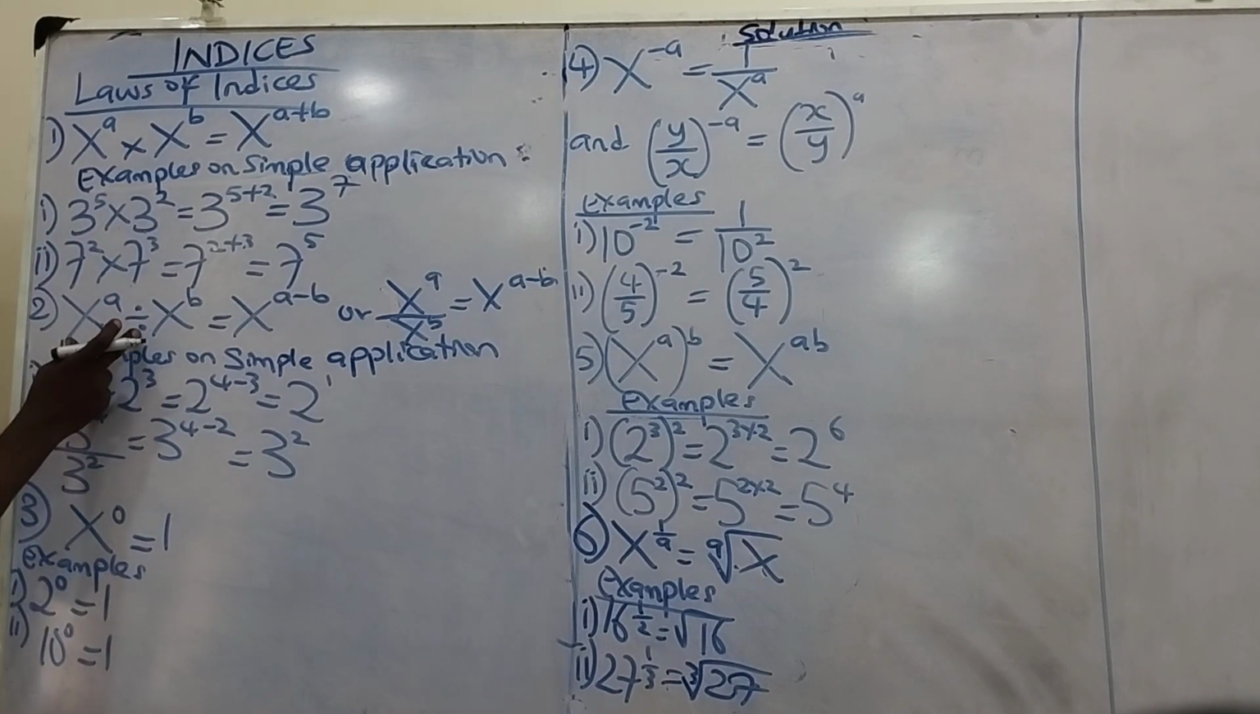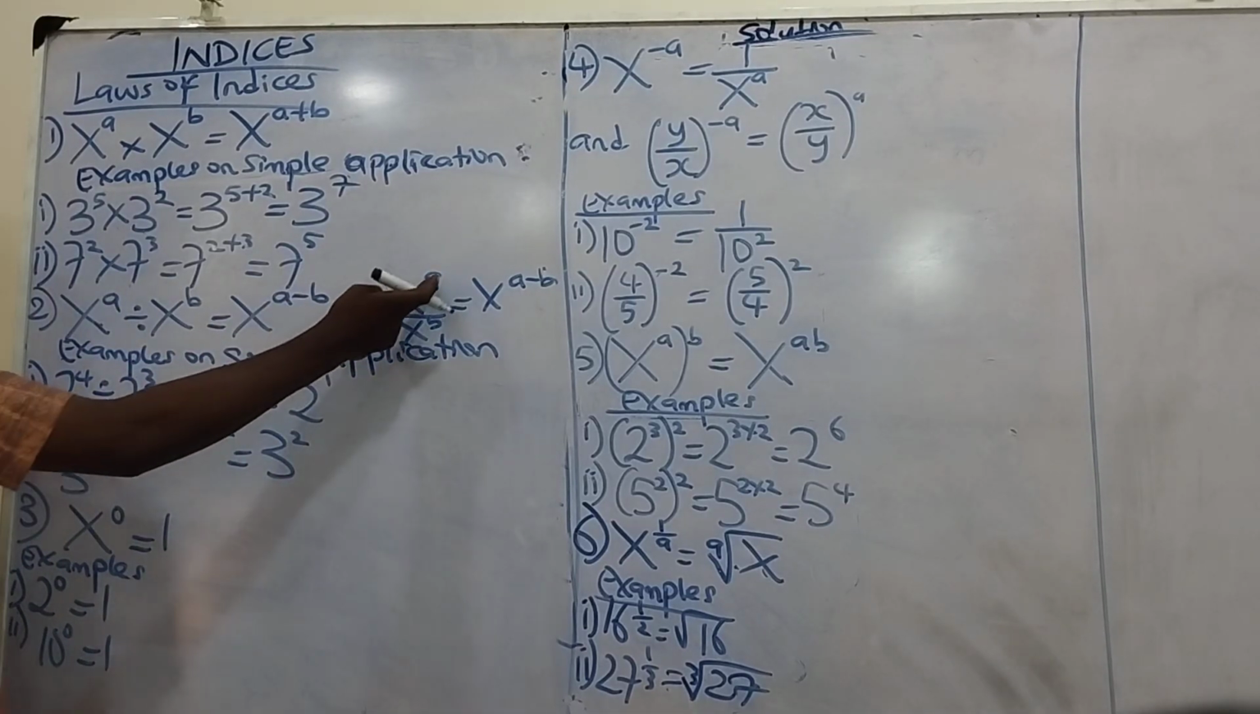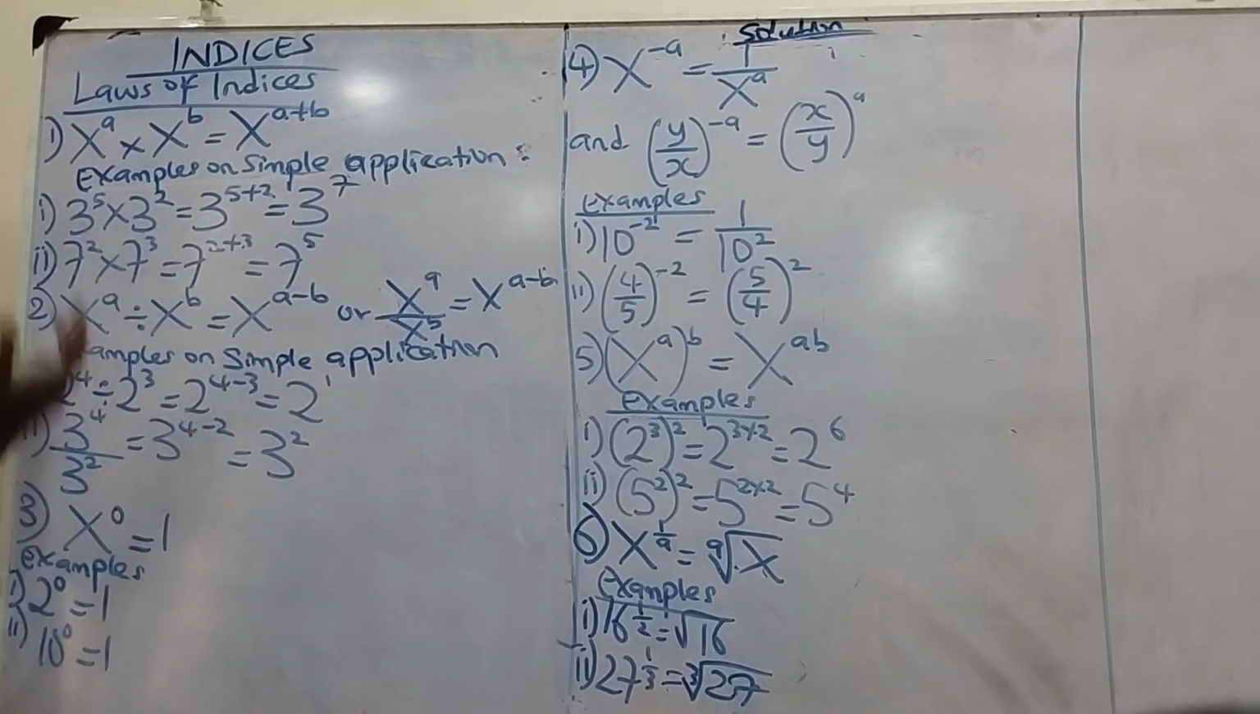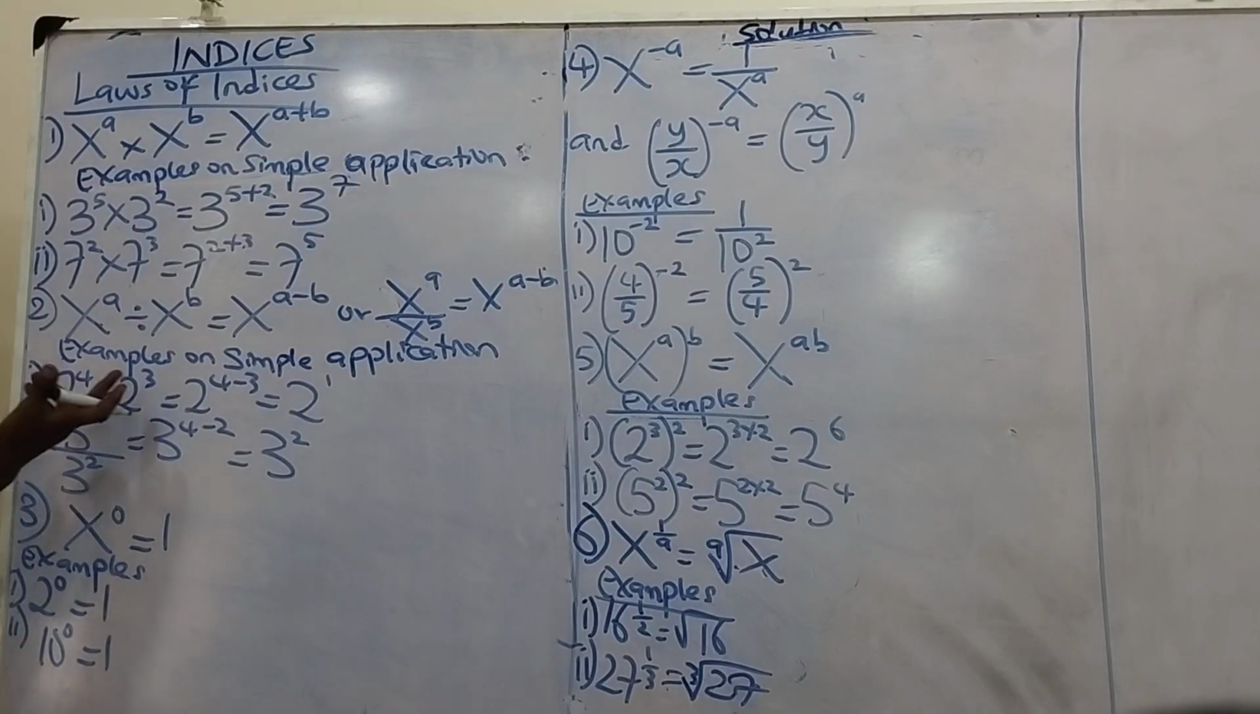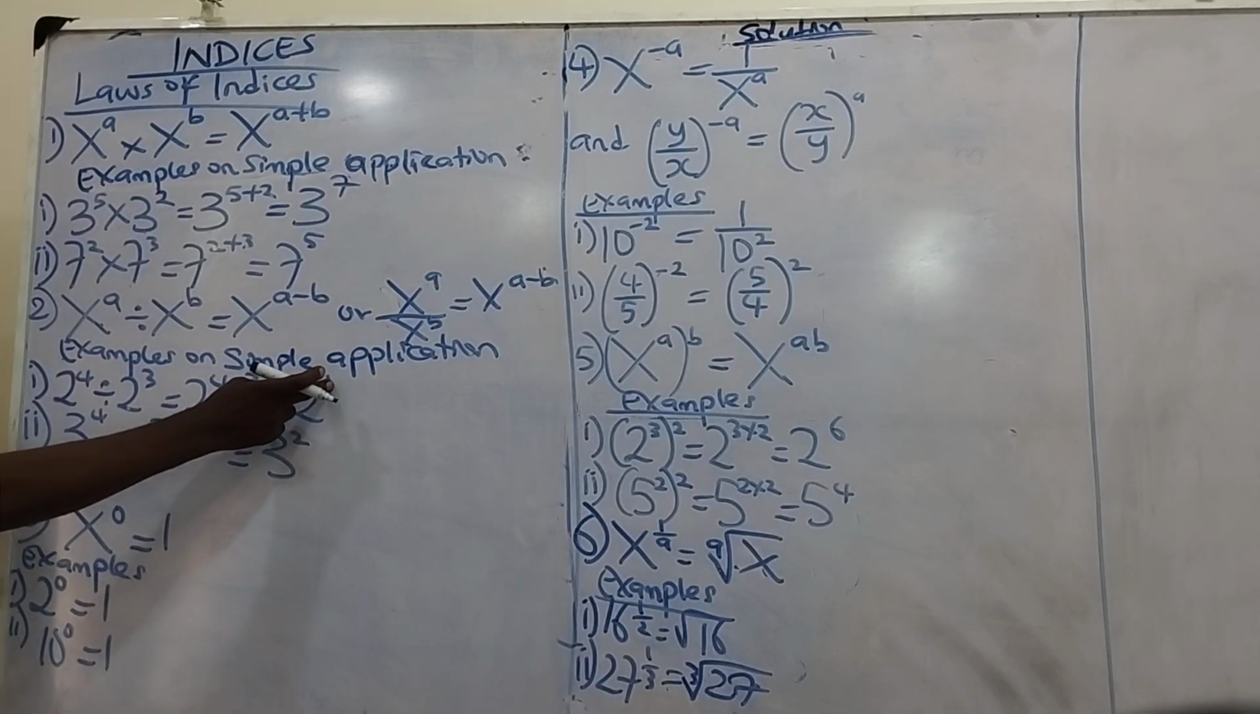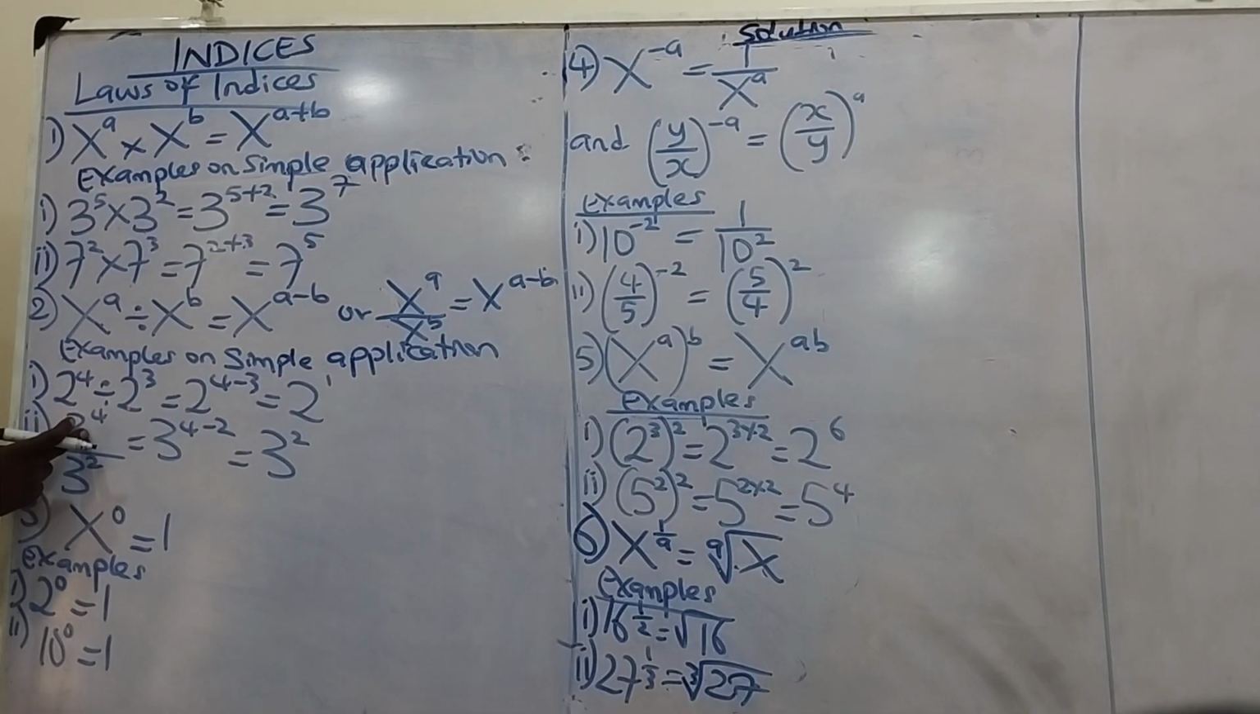The second law is when they are dividing. When they are dividing, you subtract, a minus b, or it can look like this form, but you still subtract. We have examples on simple application. 2 raised to the power of 4 divided by 2 raised to the power of 3. That is 4 minus 3, which is 1. 3 raised to the power of 4 over 3 raised to the power of 2. That is 3 raised to the power of 4 minus 2. That is, pick the base and subtract the powers.